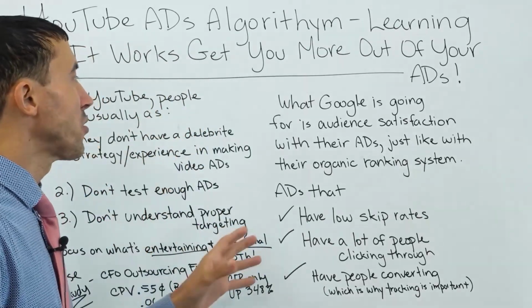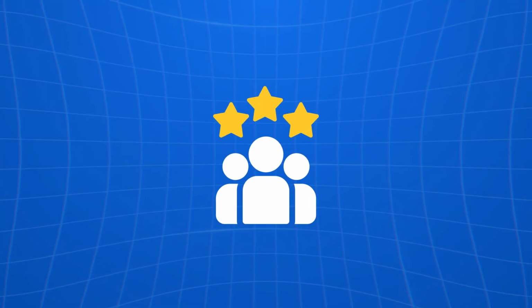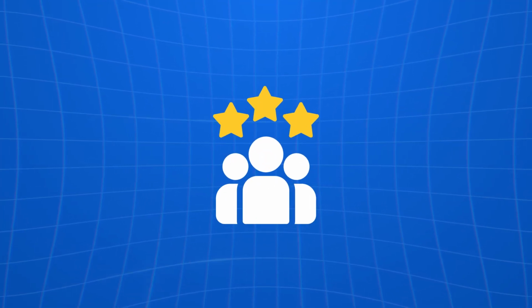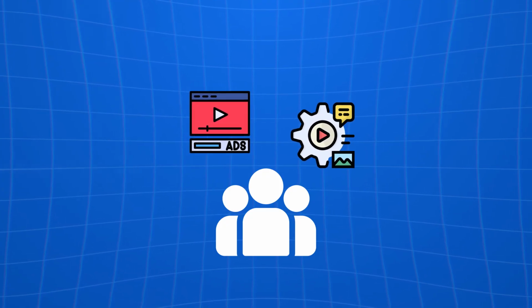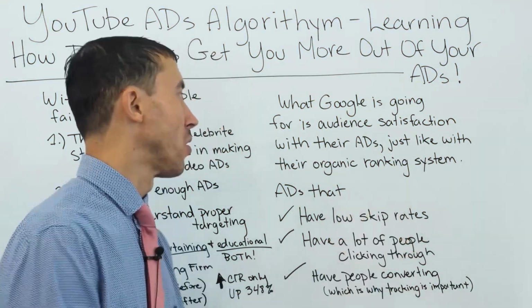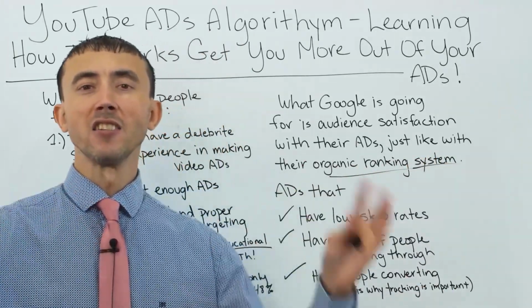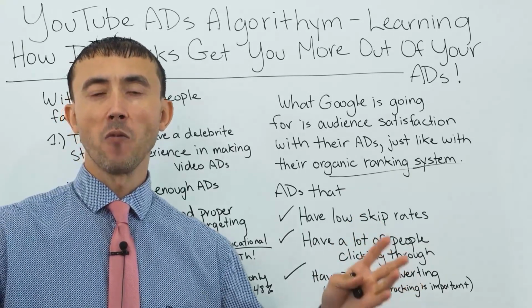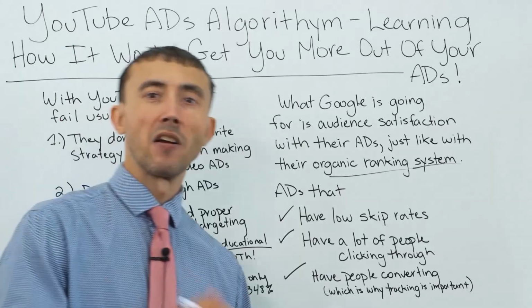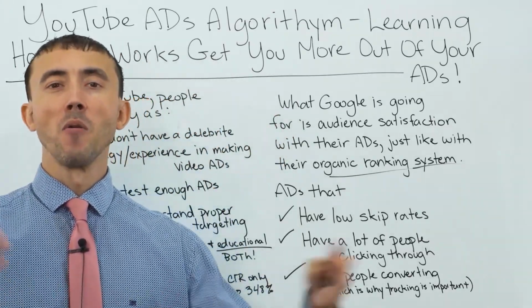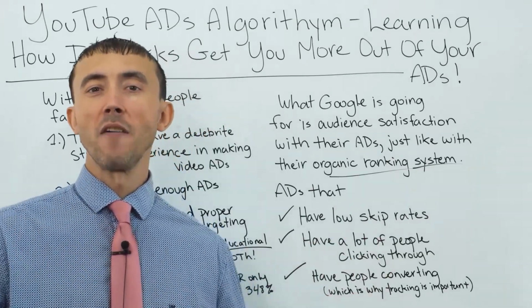Now, first off, Google is going for audience satisfaction first and foremost with their YouTube ad campaigns and their ad system on YouTube ads, just like they're doing with the organic ranking system on YouTube as well. So I hear a lot of people talking about, of course, how to grow a YouTube channel organically. They talk about the algorithm, what the algorithm likes, what they don't like, but almost nobody's talking about the YouTube ads algorithm, which is why, of course, I made this video.